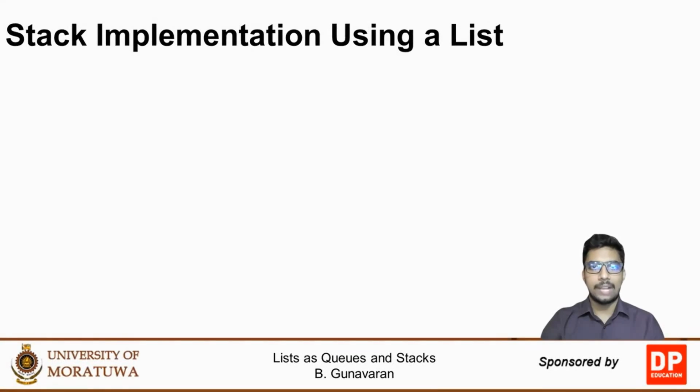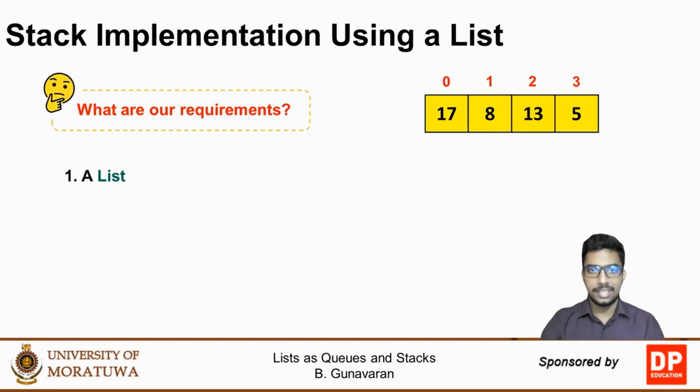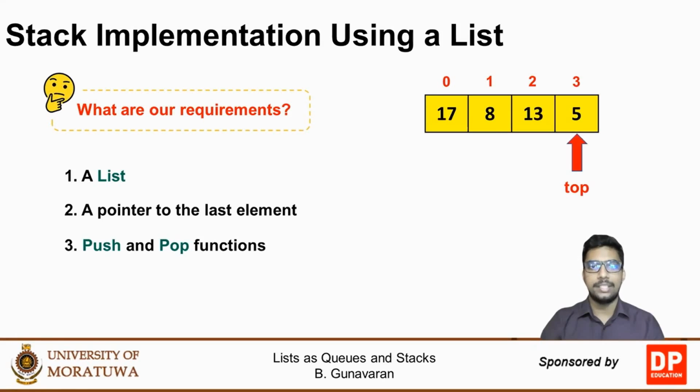So far, we have learned about the properties of a stack. Now, it's time to look at how to implement a stack using a list. Pause the video and think for a moment. What are the requirements to implement a stack using a list? First, we need a list. Second, we need a pointer for the last element. And finally, we need the push and pop functions.